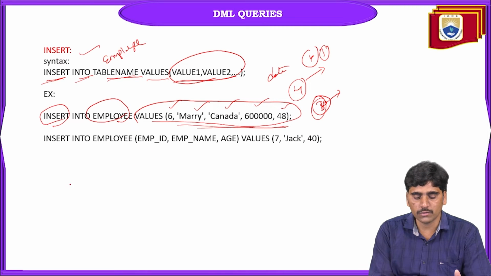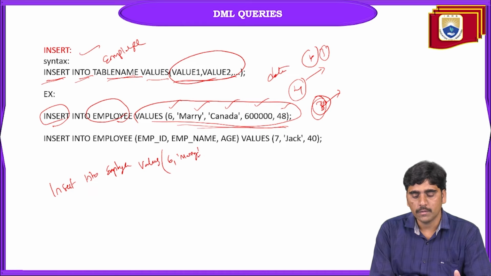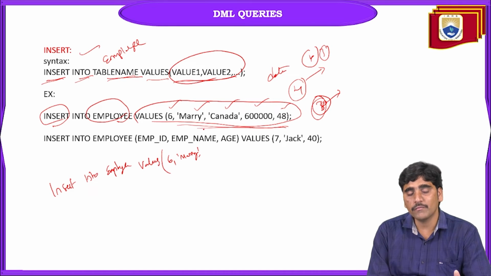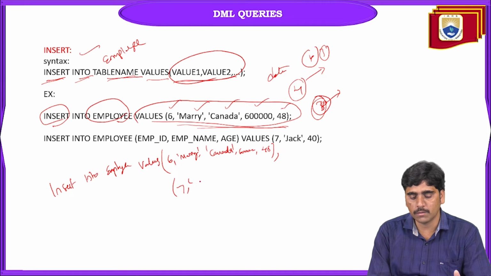So I am taking insert into employee values of 6 comma Mary. Based on the data type, for string types you are going to mention single quotes. Then employee city and the salary comma employee age. If you want to enter a second row also, then you can indicate a comma operator, then indicate 7 comma Sam comma city Hyderabad comma salary 40,000 comma age 24.